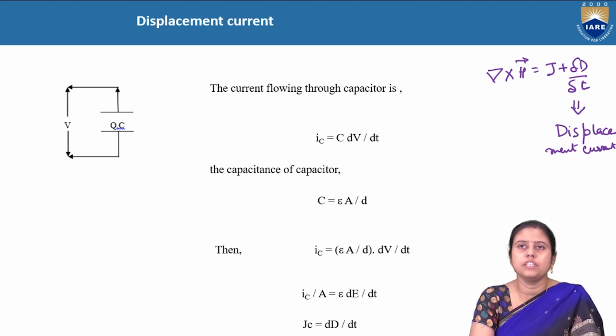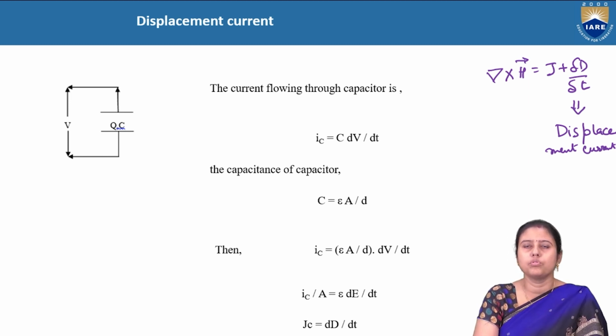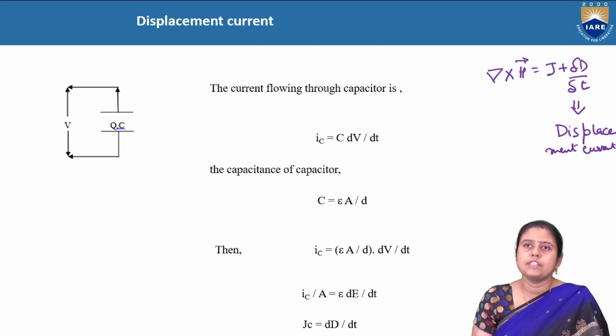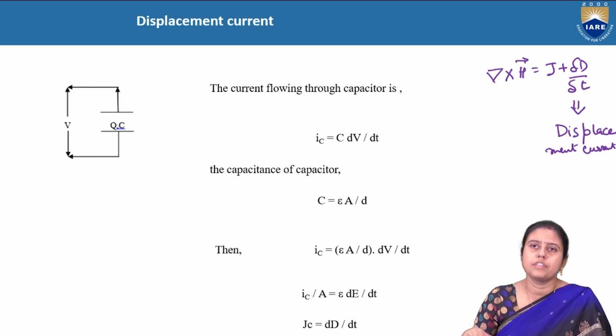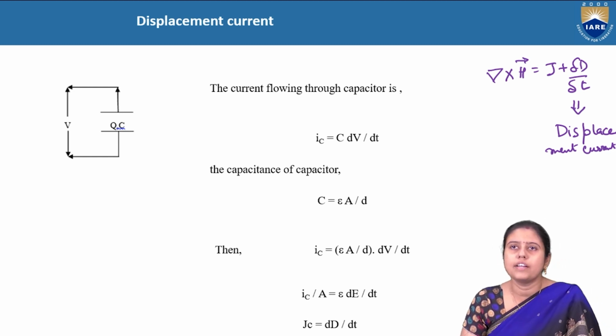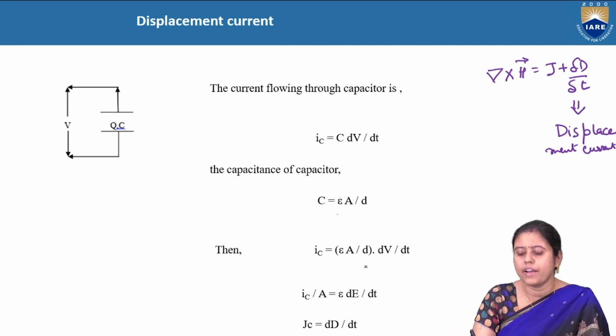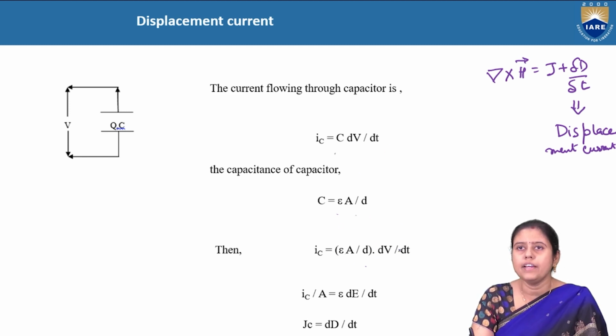So here we will discuss the displacement current. We know in a capacitor the current IC is equal to C dV by dt, and this amount of current is only going through the capacitor. What is the capacitance of the capacitor? C equals epsilon A by d. So IC is equal to epsilon A by d into dV by dt.